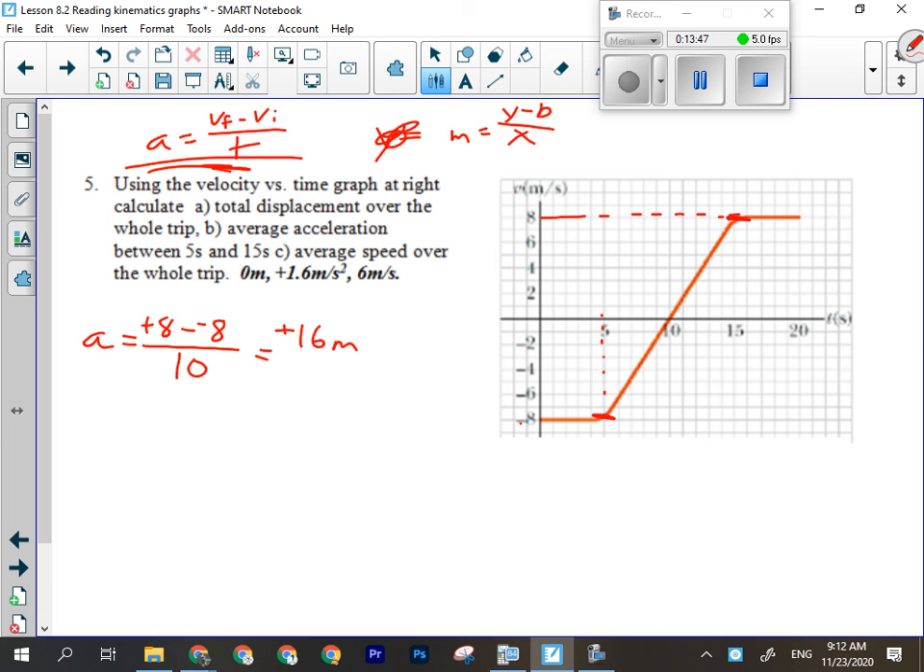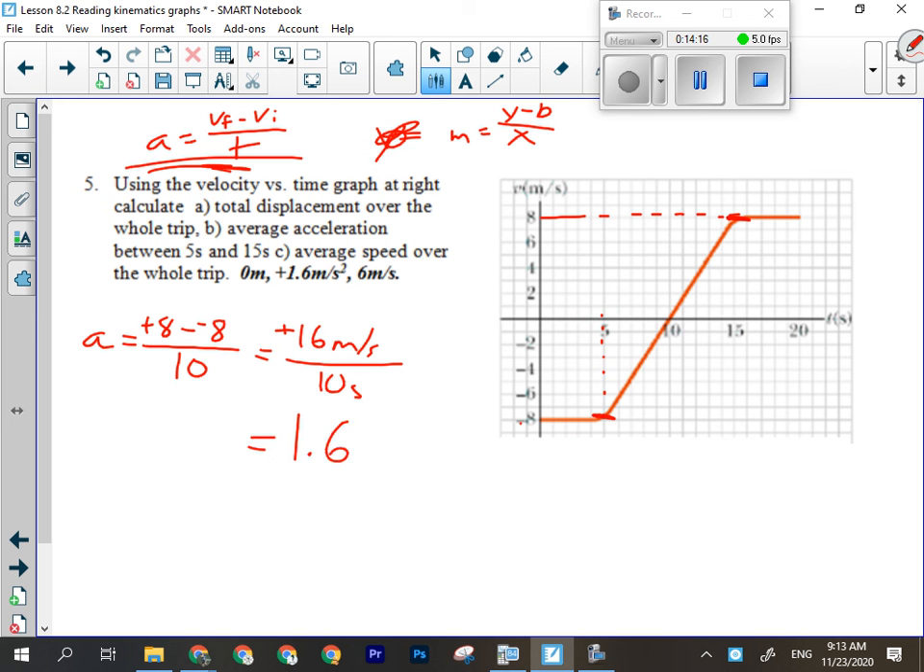So +8 minus -8 is +16 meters per second, sorry. Here's why that makes sense. We go from -8 to +8. That is a change in velocity of 16 meters per second. I'm now traveling the same velocity in a forward direction as I was in a negative direction. Essentially, that means I changed my velocity by double what it initially was. And then I'm going to divide that by the time, 10 seconds.